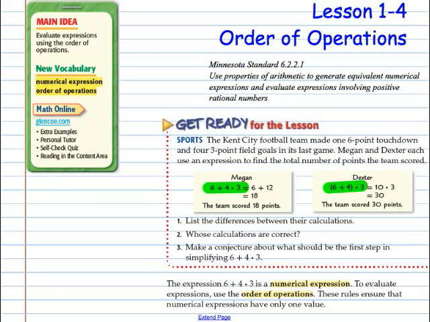Question number 3 says, make a conjecture about what should be the first step in simplifying 6 plus 4 times 3. One conjecture might be that you multiply first, because if you add first, then you increase the size of one of your factors significantly, which could give you an inflated answer, as it does here with Dexter's answer. The expression 6 plus 4 times 3 is a numerical expression. To evaluate expressions, use the order of operations. These rules ensure that numerical expressions have only one value.